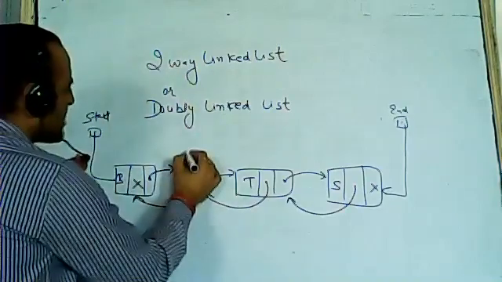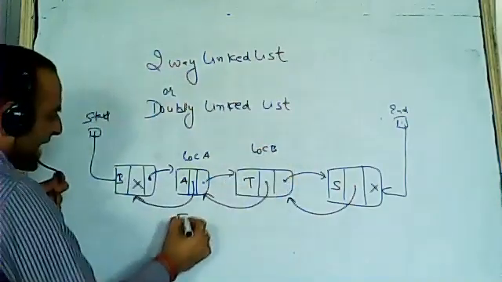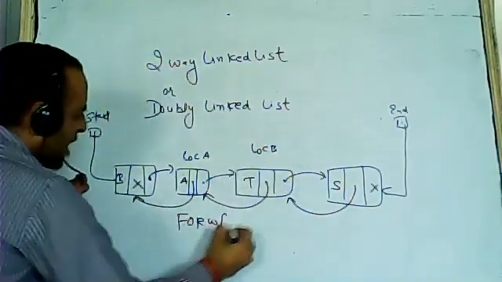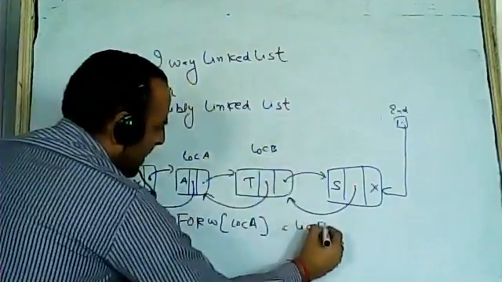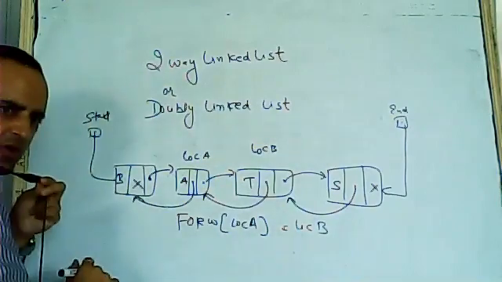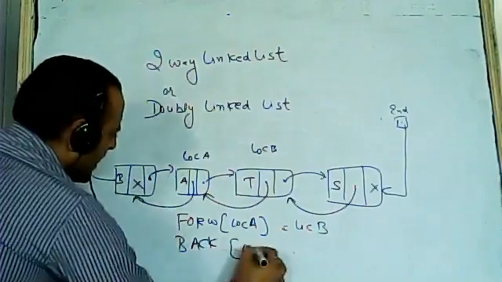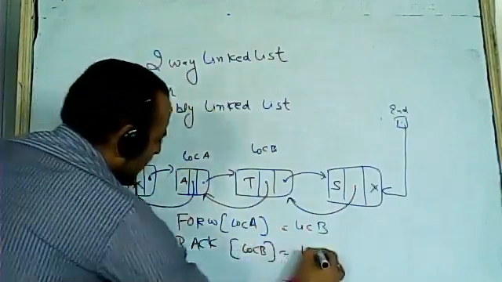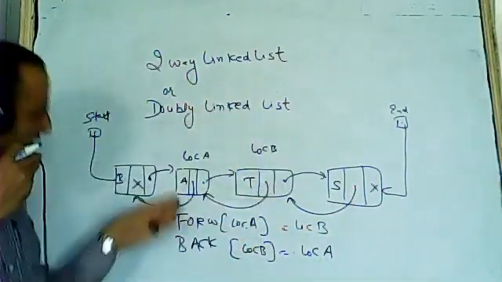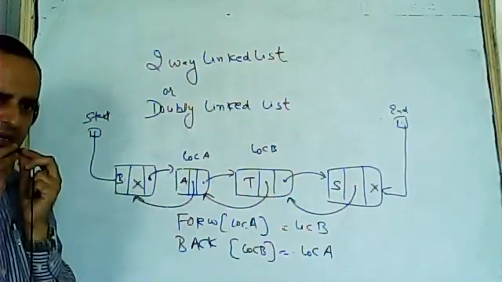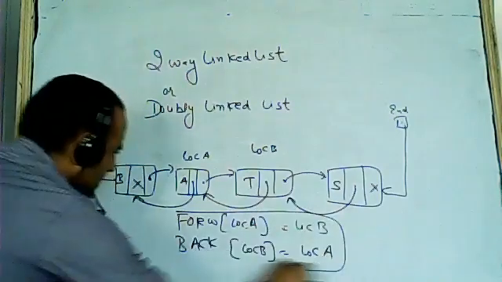If I say this is a location A and this is the location B, suppose, so can I write forward of location A is location B? Yes, sir. And can I write backward of location B is location A? Yes. Forward of location A is location B. Backward of location B is location A. Yes or no? Yes, sir. So this is the definition of a two-way linked list.